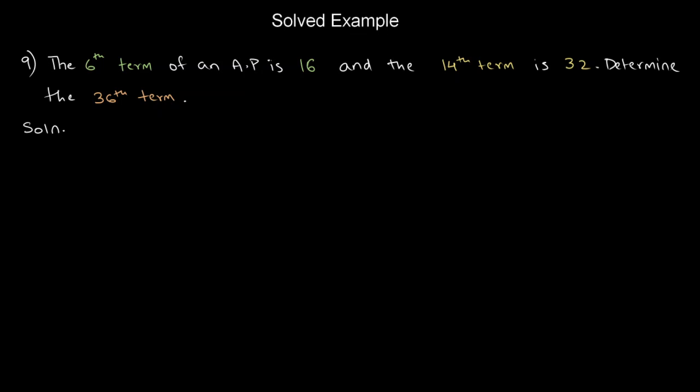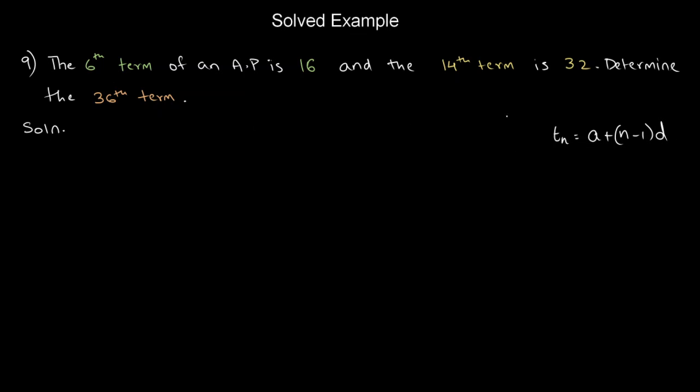The sixth term of an AP is 16 and the 14th term is 32. Determine the 36th term, right? To start off, let's just remind ourselves what the formula for the general term of an AP is. So Tn is equal to A plus (n minus 1) into D, right?